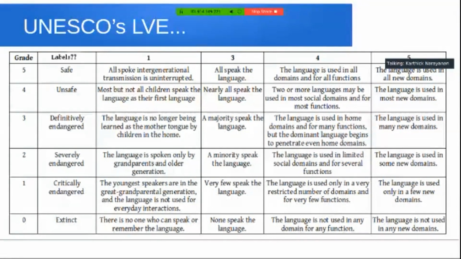You can see, I'll just go through one and maybe a few more. Intergenerational transmission is uninterrupted. Everyone speaks. Most speak, but not all children speak the language as their first language. Again, from all we have come down to most. Then from most, there is a sudden drop to no longer being learned by children. So again, there is some sort of a gap between most and no children learning the language. And then severely endangered is when the language is spoken only by the grandparents' generation or older generation. Again, the parental generation is not taken into account here. Critically endangered is again only when the great grandparents' generation speak it, and the language is not used in everyday interaction. And extinct is when no one speaks.